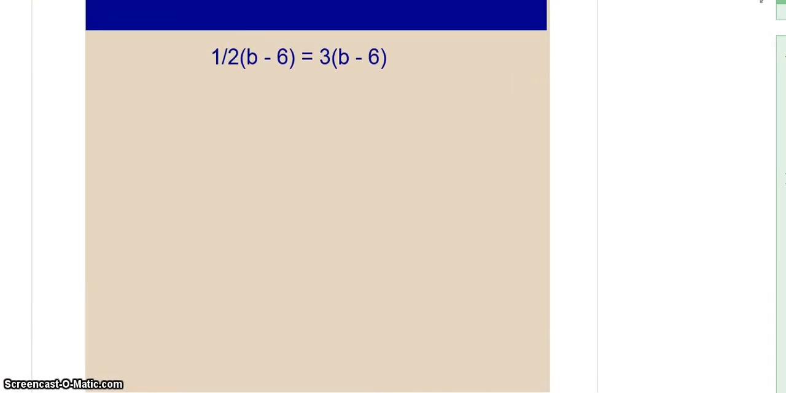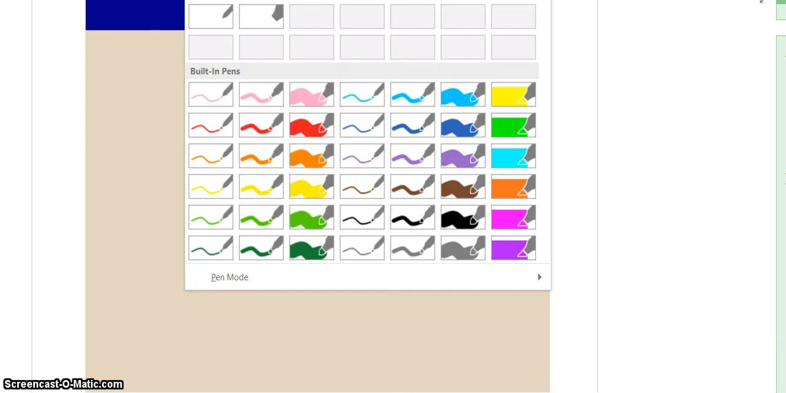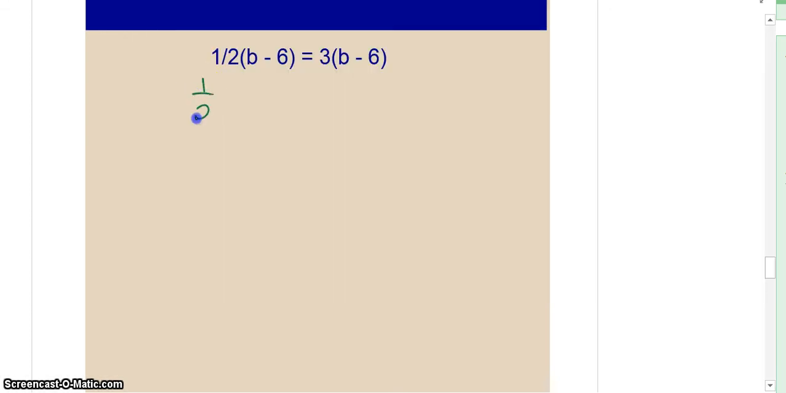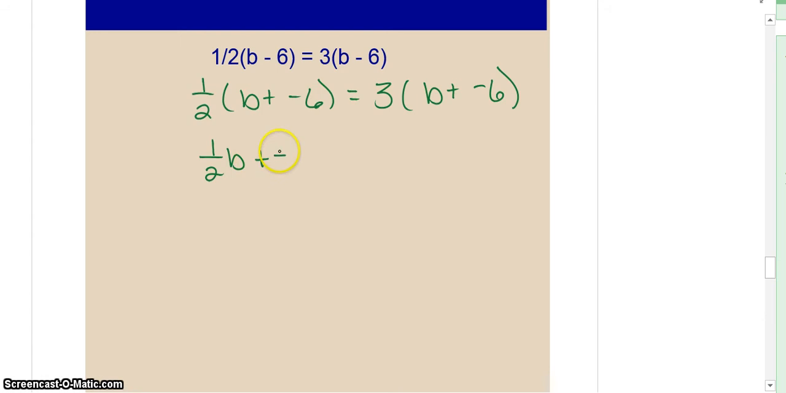In this equation, we have the distributive property on both sides. So as always, let's change subtraction to addition. Stay clear of the signs of our numbers as well as our operations. Now we're going to distribute: 1/2 times b is 1/2 b. I'd like you to leave this as a fraction and do not change it to a decimal because I want to see that you can work with fractions if I give you fractions. 1/2 of 6 is 3, so this is negative 3.